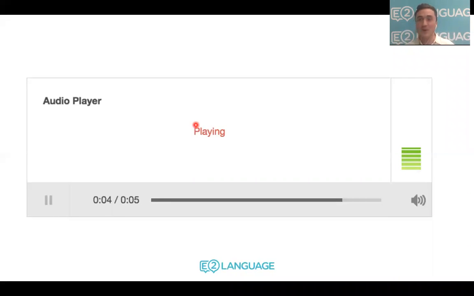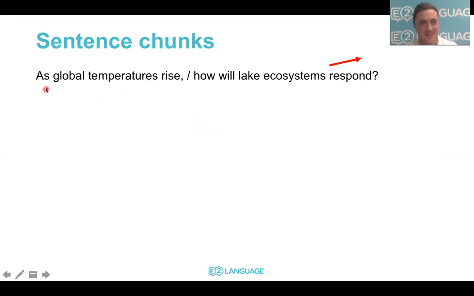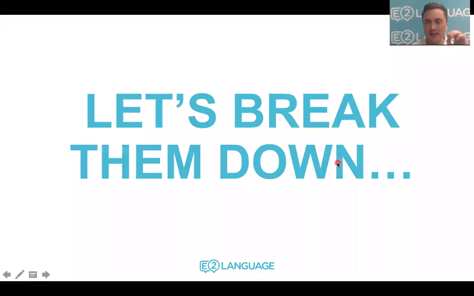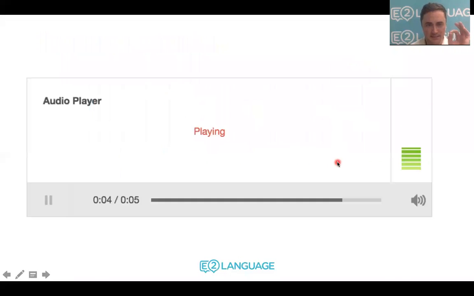I can't hear you, so I have no idea if you did that well or not. The answer to that one is, as global temperatures rise, how will lake ecosystems respond? You can see the intonation here. So you should have copied exactly what I said. Let's break these down.